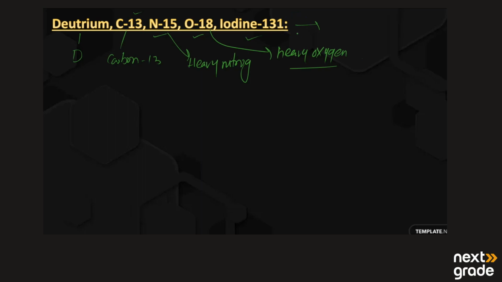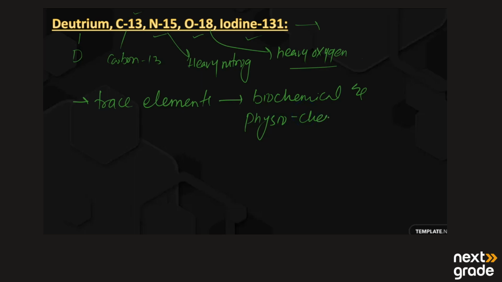They are being used as trace elements. And where are trace elements used? They are used in biochemical and physiochemical research. So these are the isotopes that are basically used in biochemical and physiochemical research. And for what purpose? They are used to trace the path.